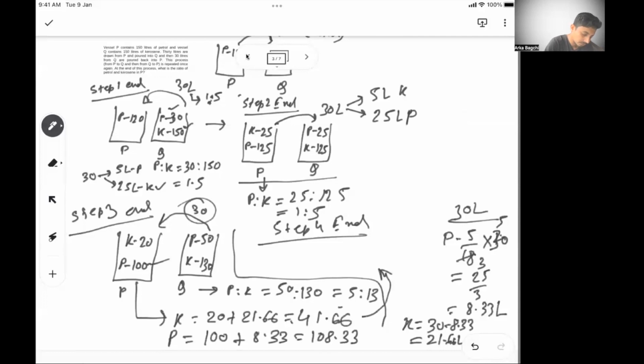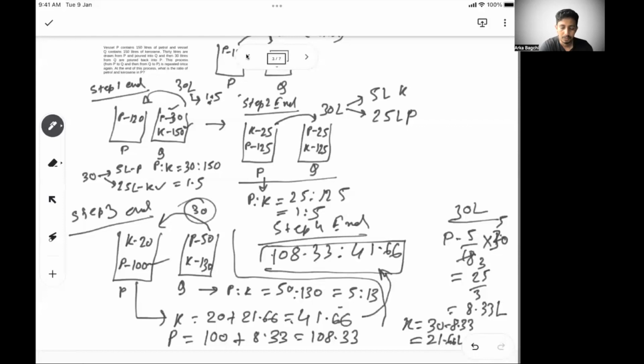So the ratio of petrol and kerosene will be 108.33 is to 41.66. This is the ratio. Obviously, it can be simplified further, but given the options, you can try it. But this is the ratio that we will be able to look for. So 108.33 is to 41.66.